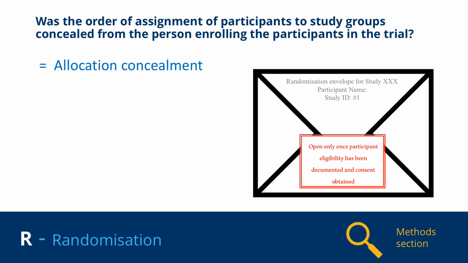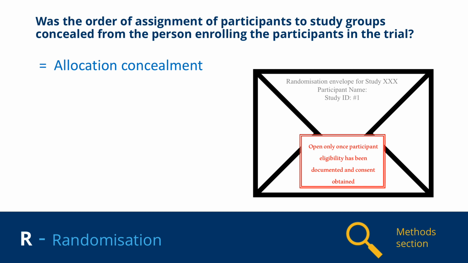When allocation is not concealed and study personnel know to which study group the next eligible participant will be allocated, it is possible for personnel to manipulate or interfere with whether a participant is enrolled in the trial or to which group the participant is allocated. For example, a researcher with a strong belief in the benefits of a new intervention they're testing could, in theory, selectively exclude potential study participants from receiving the intervention if they feel that participant is likely to have a worse outcome. Concealment of allocation is an important safeguard against bias in randomized trials.